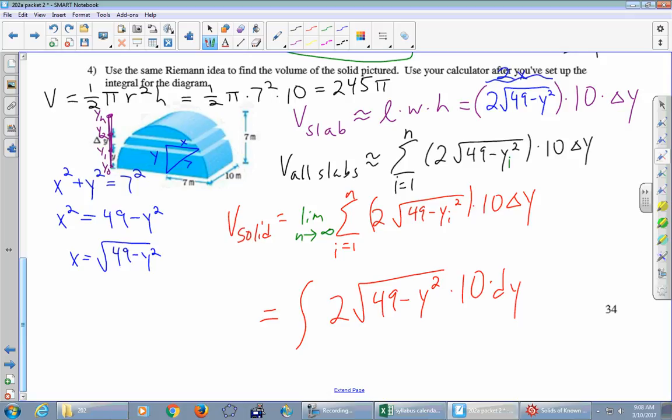Yeah, we just need the limits. How much is y? y is this vertical distance. How much is y at the bottom? 0. At the top? 7. 0 to 7.